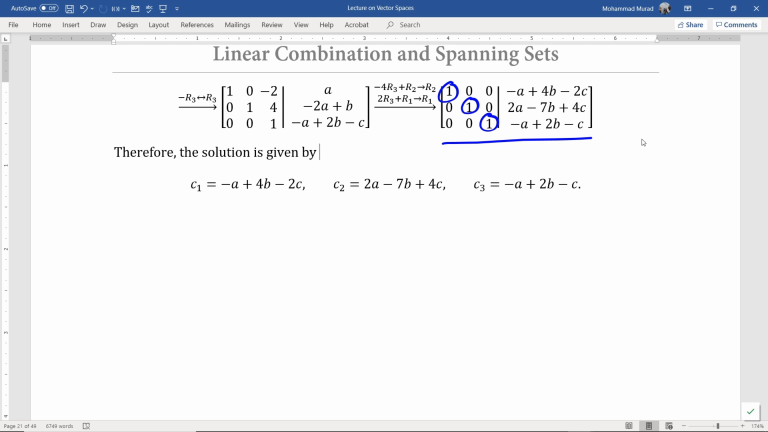Therefore, the solution is given by these expressions. So c sub 1 is equal to negative a plus 4b minus 2c. c sub 2 is equal to 2a minus 7b plus 4c. And c sub 3 is equal to negative a plus 2b minus c.